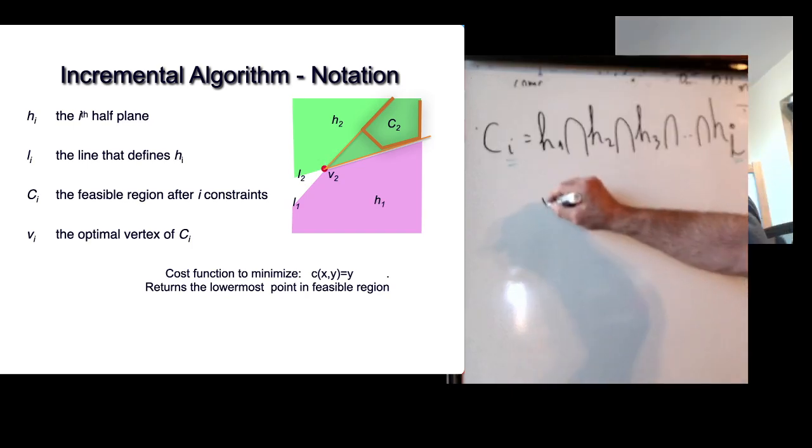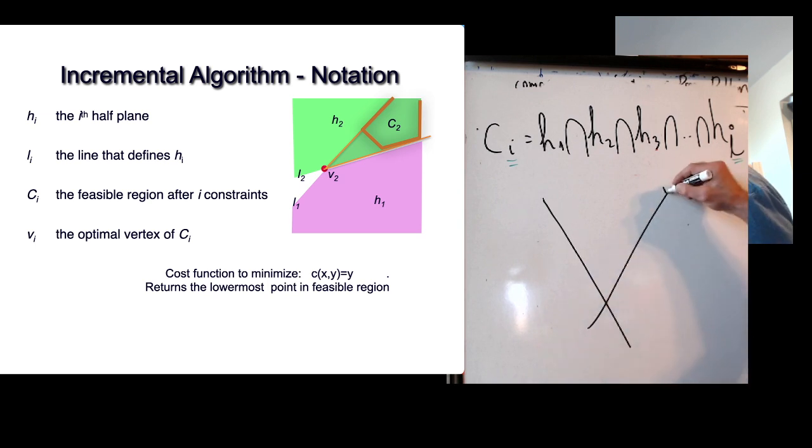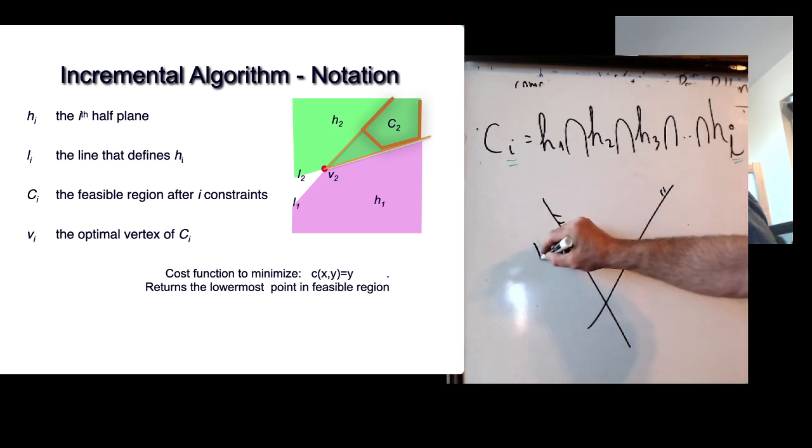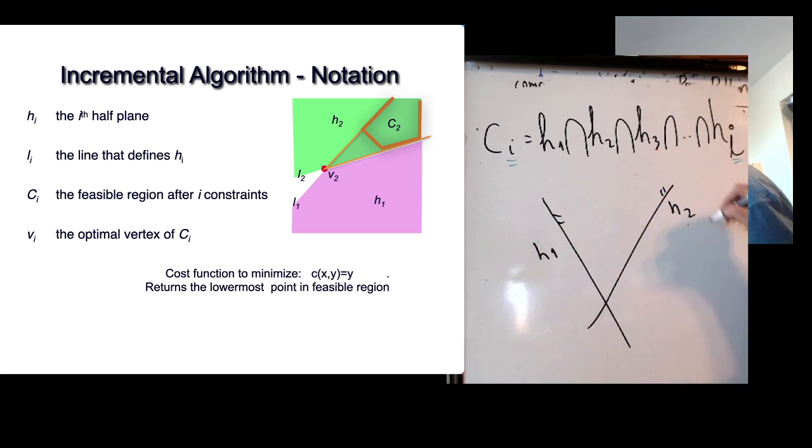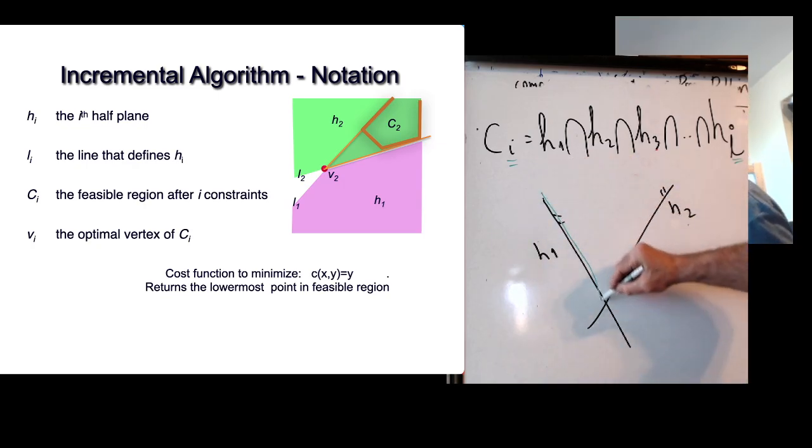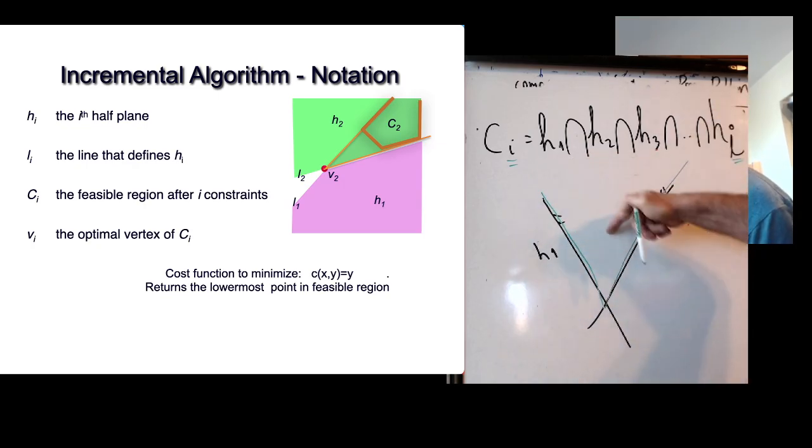So let's do it. Here is edge 1, here is edge 2. What is C2? What is a feasible region after two constraints? Not very hard. It is just everything in this infinite wedge over here.